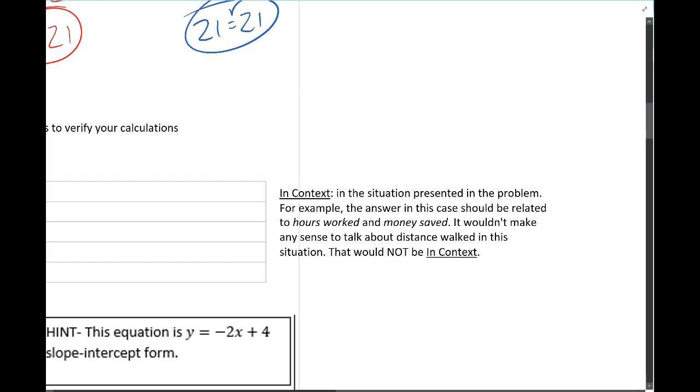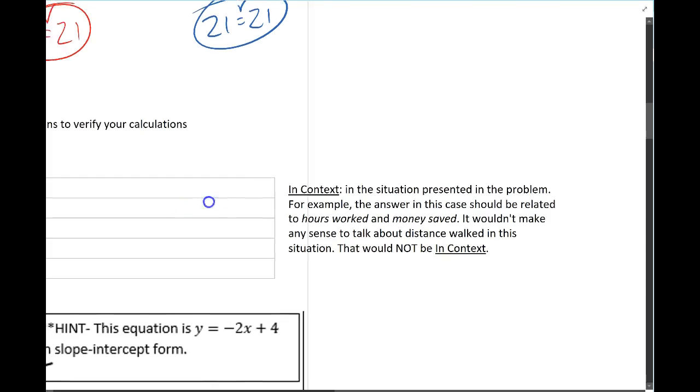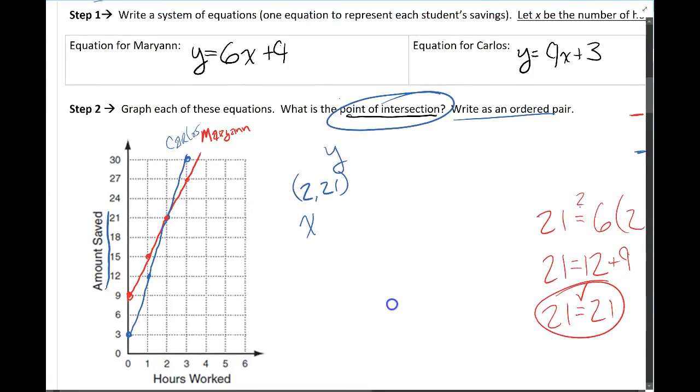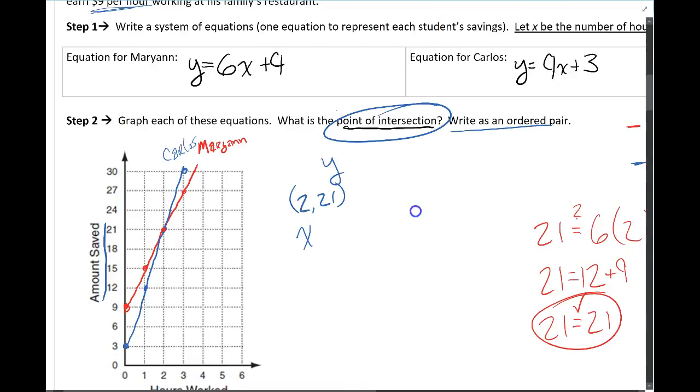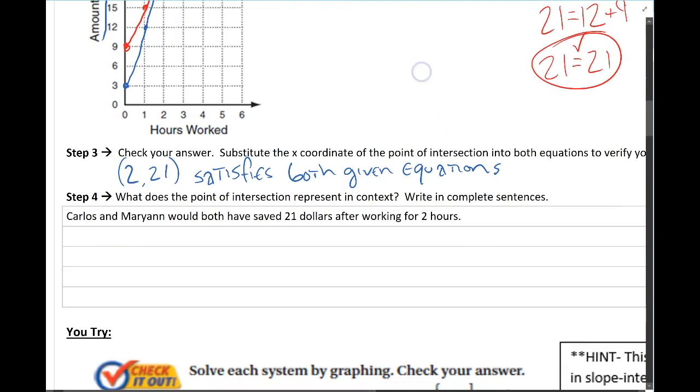So here it wouldn't make any sense for me to say, oh, well, in the situation of Carlos and Marianne, after 2 miles, it took them 21 minutes to walk 2 miles, or something along those lines. That's not what this problem is talking about. Therefore, it has nothing to do with the context of this problem. So hopefully that took you through.